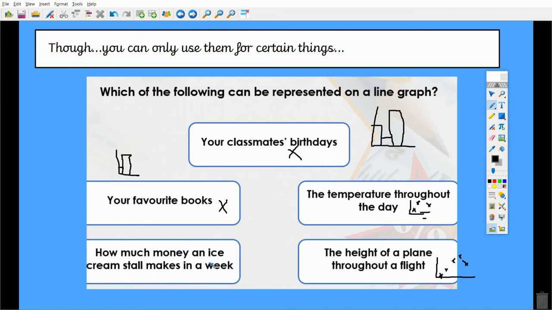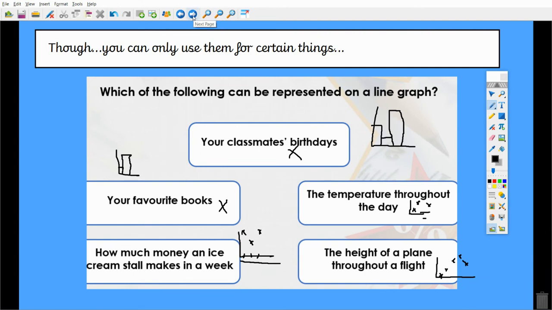How much money an ice cream store makes in a week? Well, on the first week, the ice cream store made this much money, but on the second week, it only made this much money. But then on the third week, when it was really hot, it made this much money. So again, I've got the time on the bottom, so you can measure it throughout. So those three, as long as time is at the bottom, you can use a line graph.